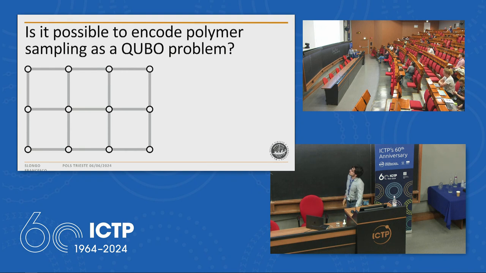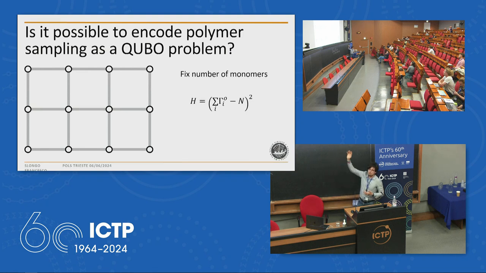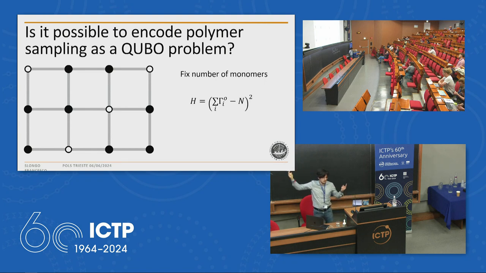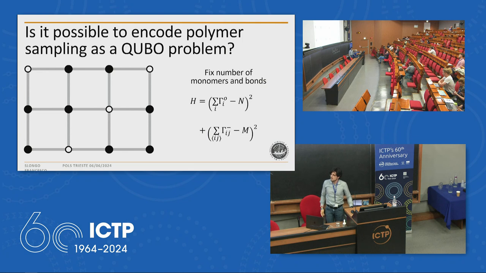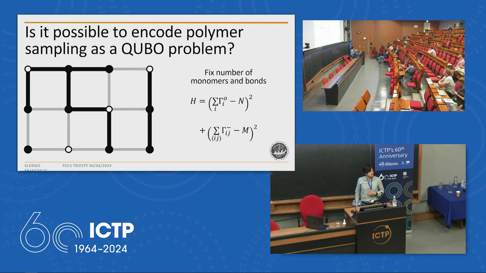Then we ask ourselves, what is a function that, when it's minimized, sets a given amount of monomers on the lattice? This is simply a parabola with its vertex on the given amount of monomers that we want. So if we minimize this function for n equal to 8, for instance, we will end up with a configuration like this one. Then we repeat this idea, where we assign a binary variable to each lattice edge. We add another parabola, and then we minimize our system again, and we get a configuration that looks like this one.